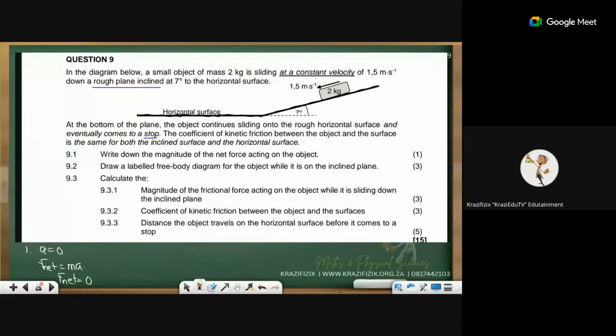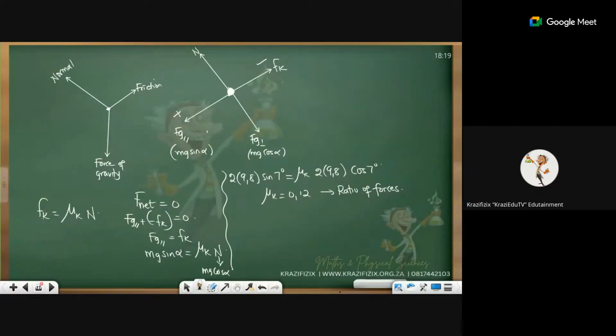Oh, they ask us to calculate. I skipped that one, but you pick it along the way here. Because friction is what? Mu K N, 0.12. What is my normal here? Mg cos. You saw it already in the previous question, you just rewrite it. We didn't solve for this at all. Do you notice? We were just keeping it all along.